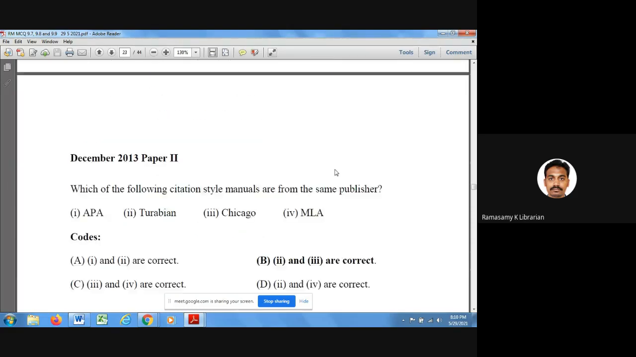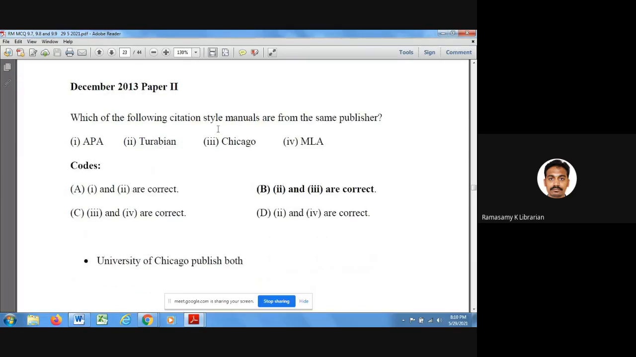Okay, fine. Then, which of the following citation style manuals are from the same publisher? So both Turabian and Chicago are from the same university, called Chicago University.